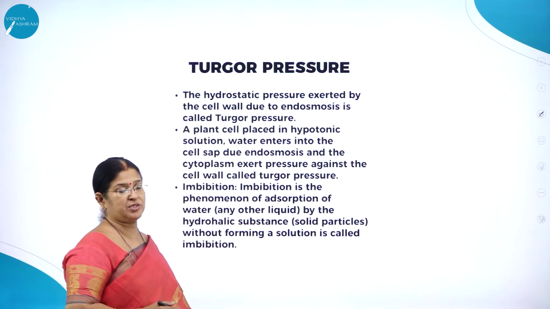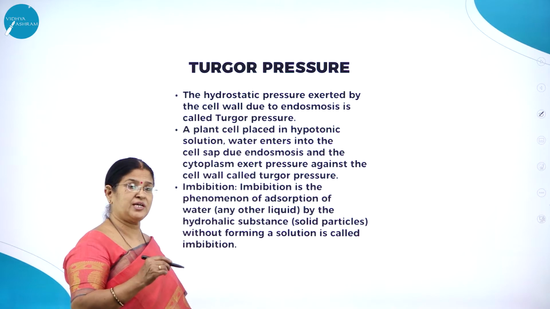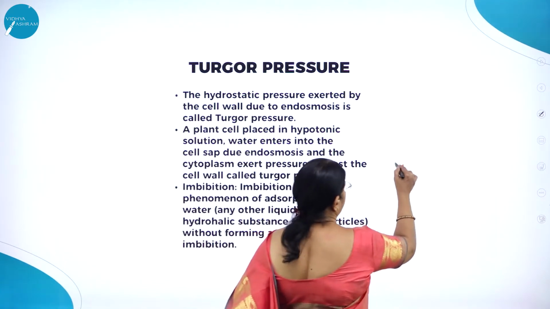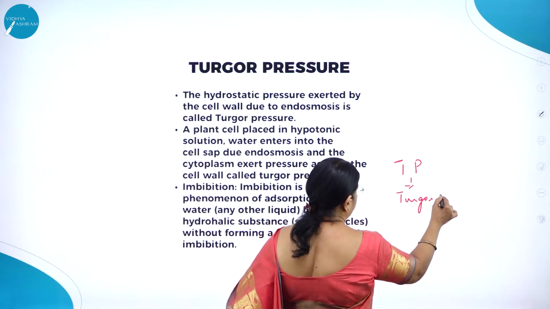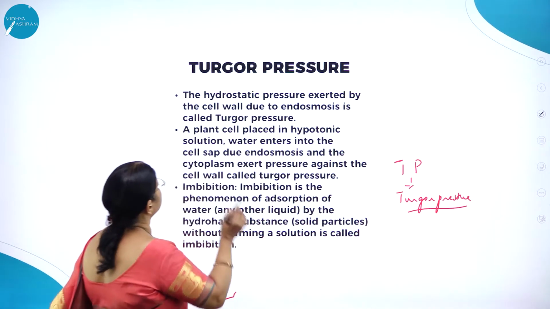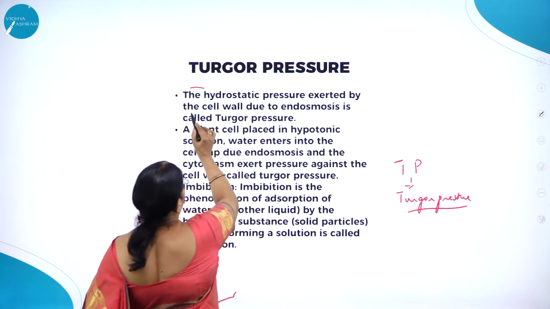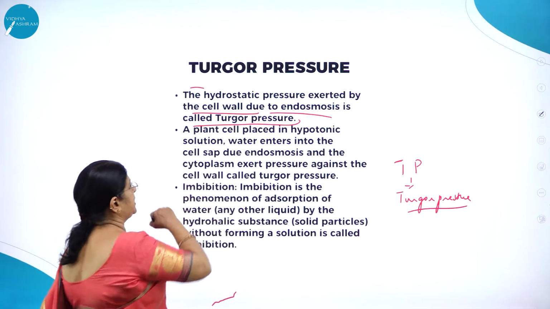Then turgor pressure. What is turgor pressure? The pressure exerted by the contents of the cell on the cell wall is called turgor pressure. Turgor pressure can be written as TP. TP stands for turgor pressure. The hydrostatic pressure exerted on the cell wall due to endoosmosis is called turgor pressure.